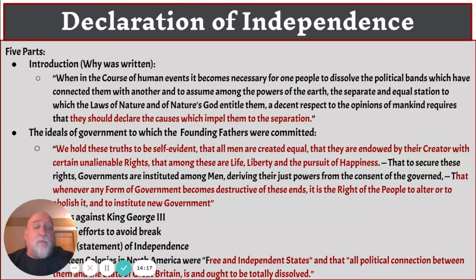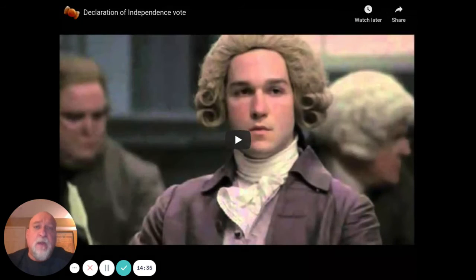So they take the vote. It winds up being 12 votes for independence, none against, and one colony, New York, abstained, which meant they cast no vote. And if you'd like to see that, there is a clip from the movie John Adams. I really highly recommend you watch this clip. It's not so much the actual vote, it's what their expressions and their reactions to the vote are at the end. Because essentially these guys are committing themselves to treason.